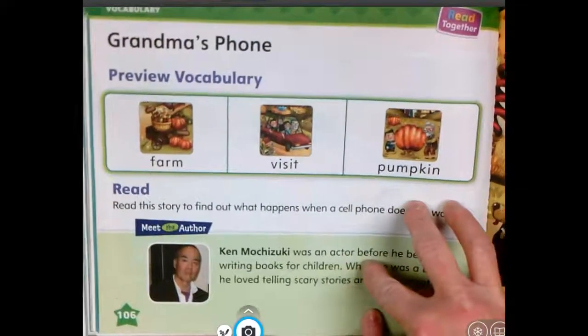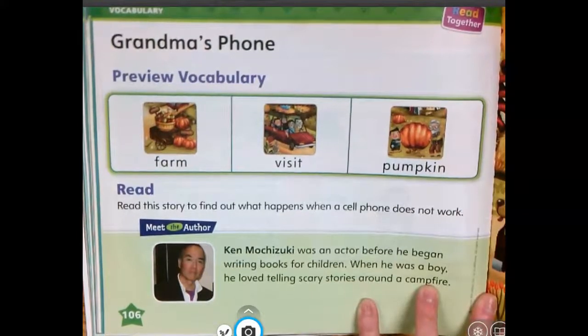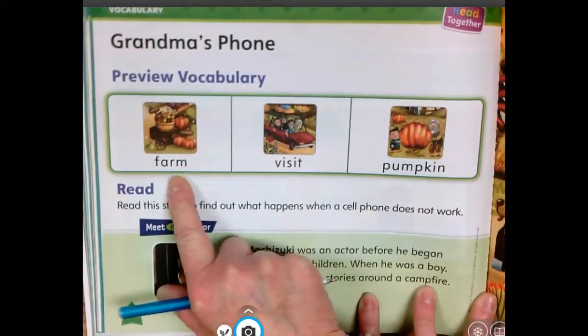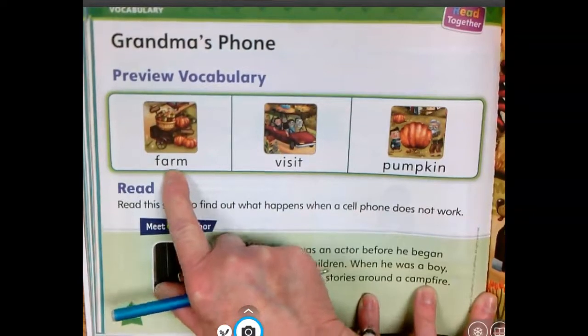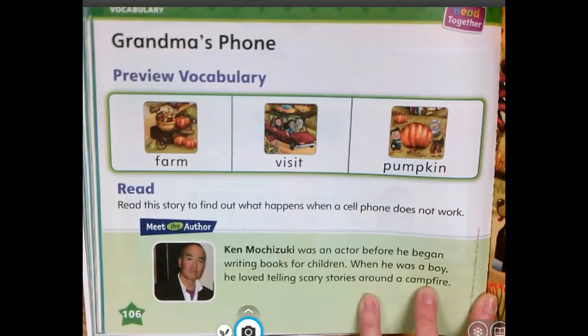First, we're going to preview the vocabulary in this story. One of our vocabulary words is farm. Farm. A farm is a place where people grow crops or raise animals.